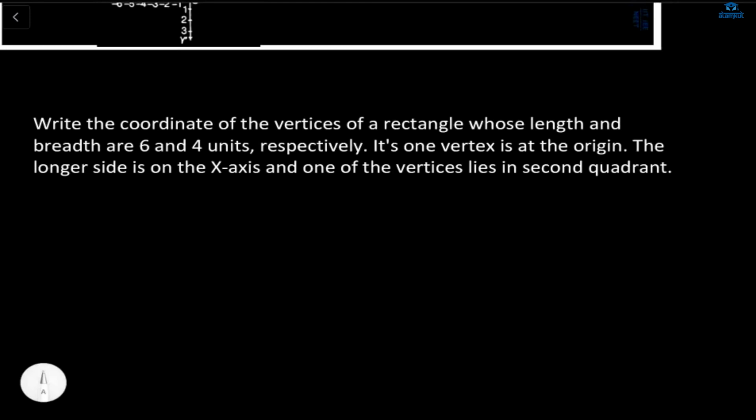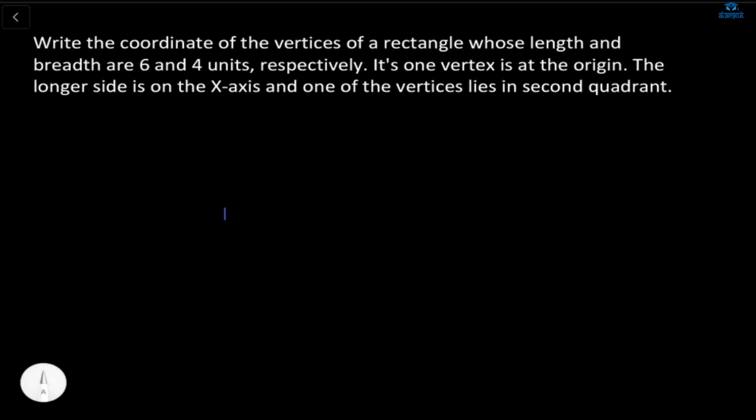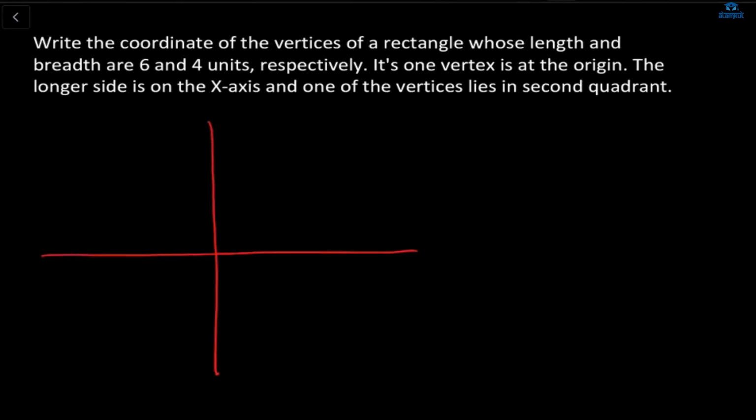Its one vertex is at the origin. The longer side is on the x-axis and one of the vertices lies in the second quadrant. So first of all, we are going to draw the rectangle whose length and breadth are 6 and 4.